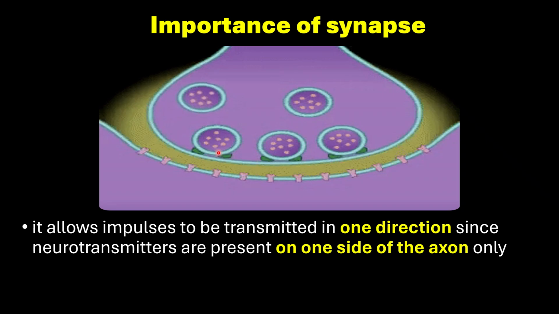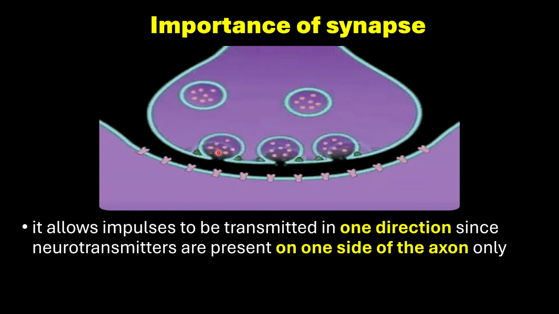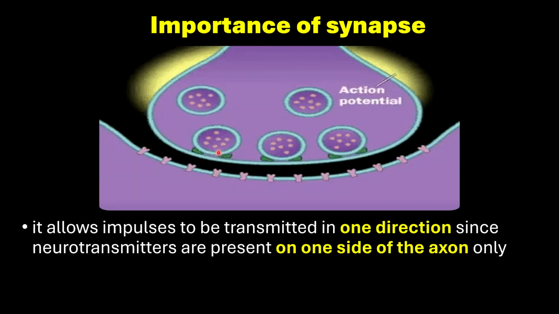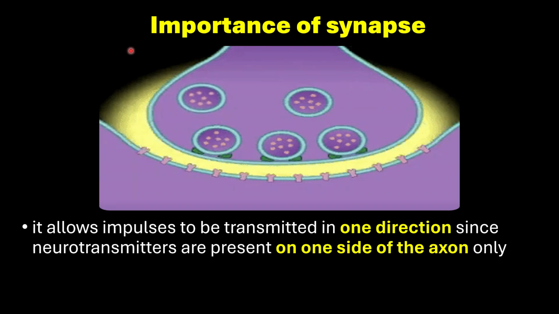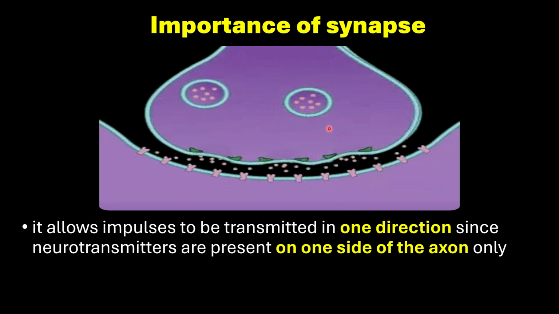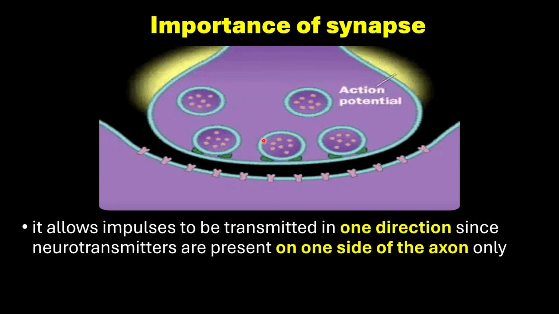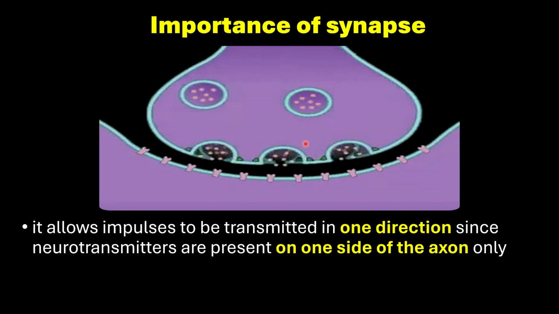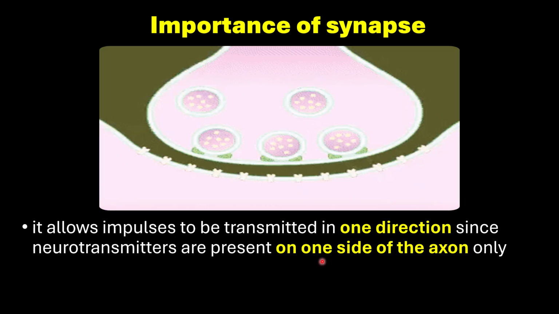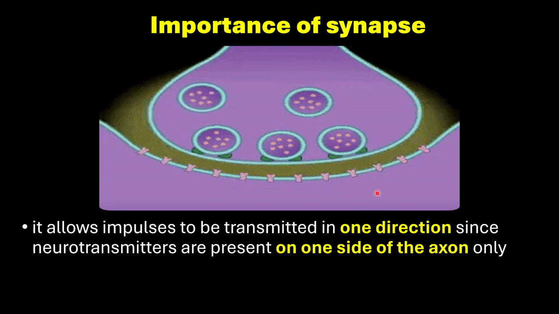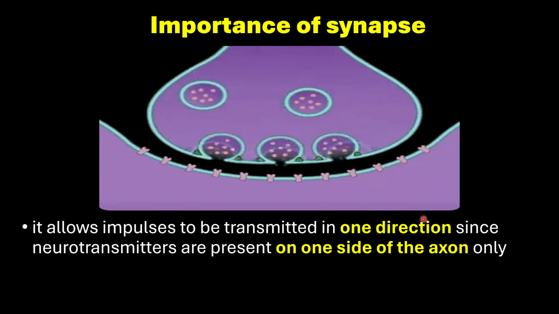So one, it allows impulses to be transmitted in one direction, since neurotransmitters are present on one side of the axon only. So there are two neurons here. Here we have the axon, and then there's a dendrite. Over here, there are neurotransmitters. Over here, there are no neurotransmitters. So neurotransmitters are only located on one side of the neurons. Hence, impulses only travel in one direction. They can only go in one direction. They can't go in reverse because there are no neurotransmitters on the other side of the neuron.